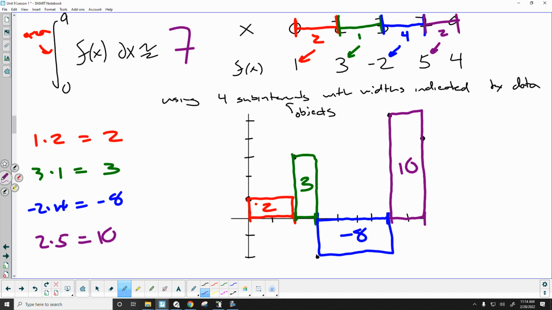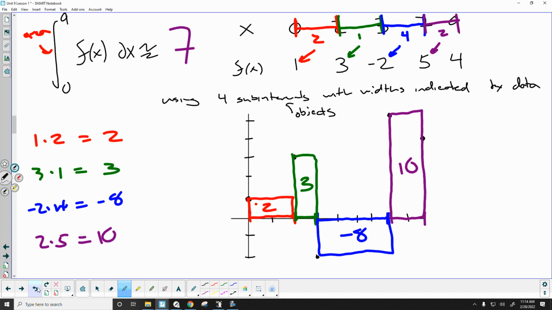Is this going to be accurate? I have no clue. You have no idea how you connect these points. You don't know that you're connecting them like this. Maybe I connect them like this. Maybe this is a phenomenal approximation. You don't know. The key is Riemann doesn't care.